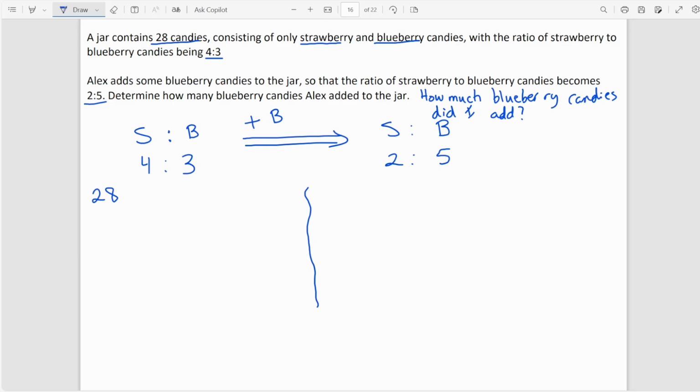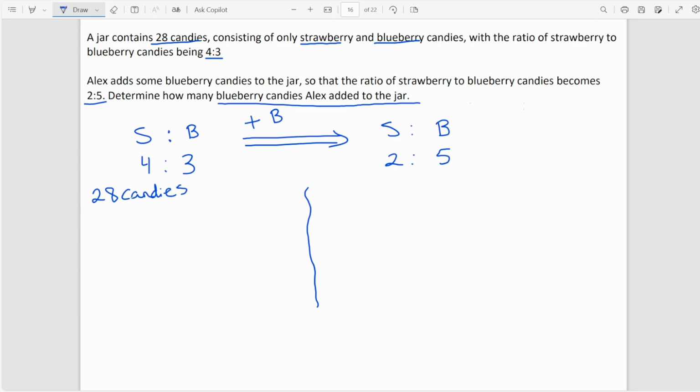28 candies. By the way, I don't know why I wrote this sentence over here. Hold on, let's just delete this. I mean, the question right here is saying determine how many blueberry candies Alex added to the jar. But for some reason, I didn't read this. I thought it wasn't there. All right, so let's continue here.